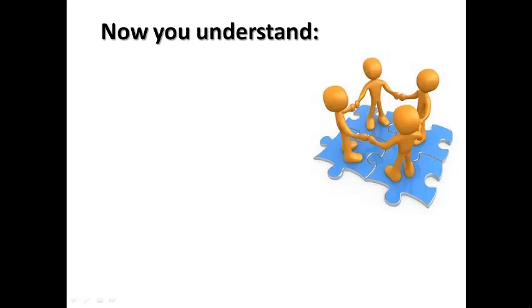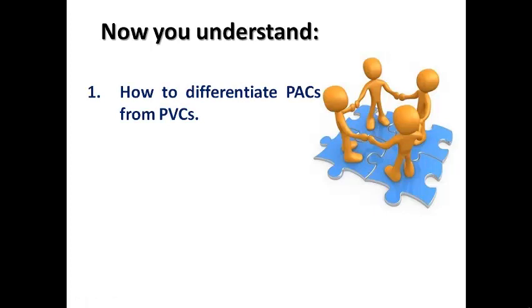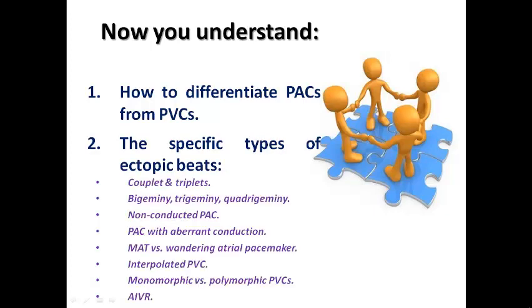Now, at the end of our lecture, we can summarize what we understand from this lecture. We understood today how to differentiate PECs from PVCs, and we understand as well how to differentiate PVCs from PEC with apparent conduction, as we showed in the last slide in this lecture. And of course, we understood today specific types of ectopic beat and a lot of terminologies such as couplets, triplets, bigeminy, trigeminy, quadrigeminy, non-conducted PEC, PEC with apparent conduction, multifocal atrial tachycardia versus wandering atrial pacemaker, interpolated PVC, monomorphic versus polymorphic PVCs, and we understood AIVR as well.